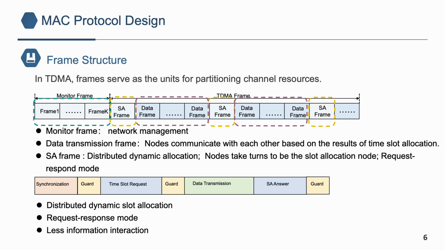Then it's about the MAC protocol. The first part is the frame structure. The TDMA frame serves as the unit for partitioning channel resources. The frame structure can be like this. Each TDMA frame can be divided into the monitor frame, data transmission frame, and slot allocation frame. They work as the basic parts of the frame. My work mainly focuses on the slot allocation process, so I will introduce this frame specifically.